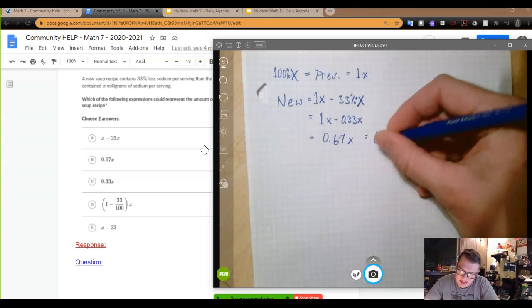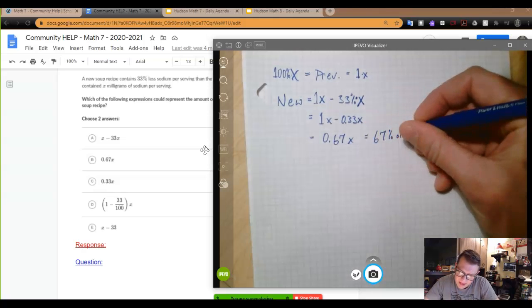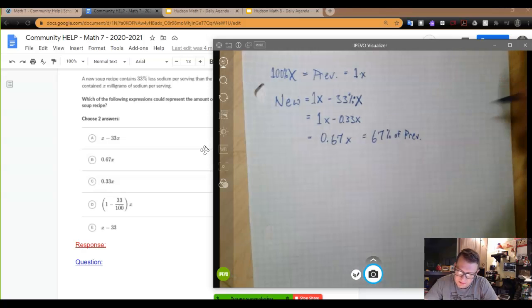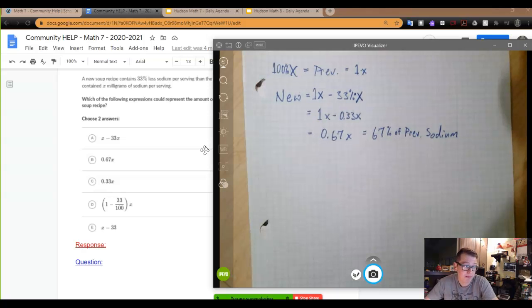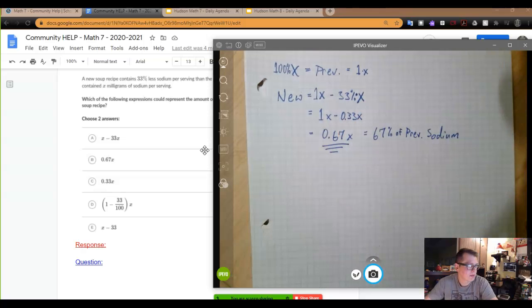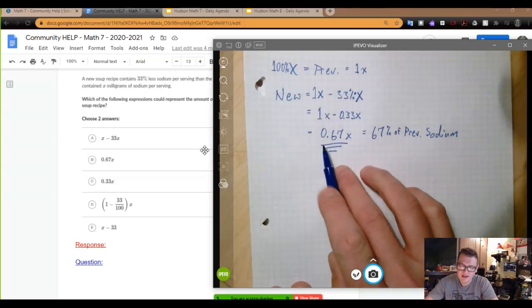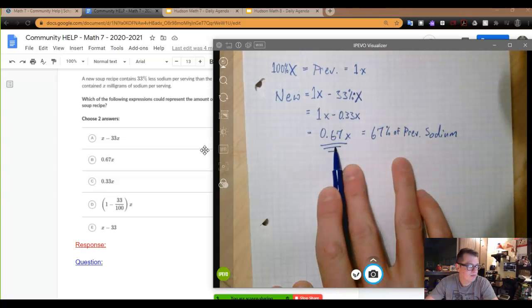So what we end up with is 67% of the previous sodium. So that would be option what in the multiple choice? What option would this be in the multiple choice options there? It's option B, right? Yeah, because that gives us our 0.67. So B is what we get if we just solve it out and do the subtraction. But then we need another, right? It says we need a second.